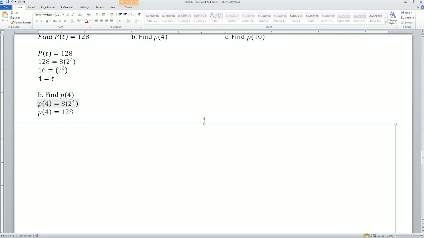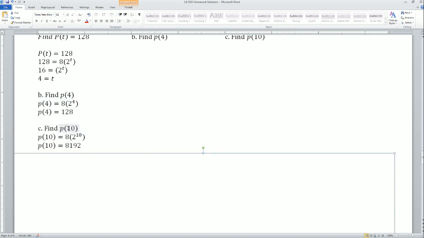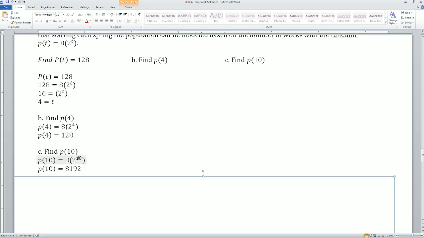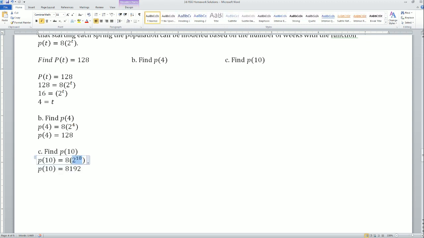Alright, what happens when you fall into this case? So p of 4, 4 goes in for the t. 2 to the power 4 times 8 is 128. C, p of 10. So the t gets your 10. So it's 8 times 2 to the 10th power. Okay.